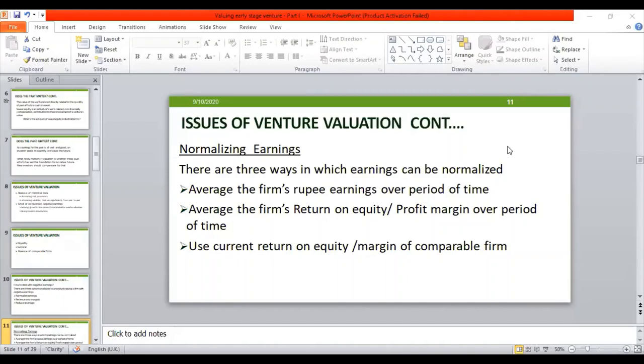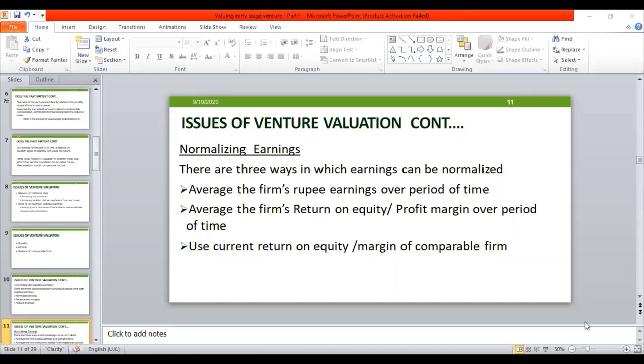The second method is we can take an average value of return on equity. Instead of taking a rupee value, we can take a scaled version of earnings. For example, return on equity is scaled as a percentage of equity, so it is not a rupee value. We can calculate the return on equity of the particular firm for a time period and then take that average value to replace the negative earnings.